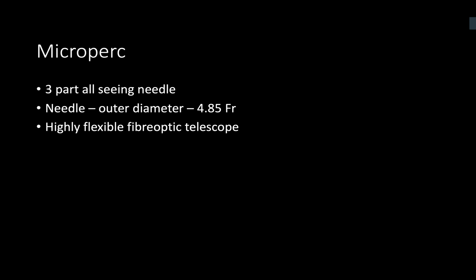Microperc is much smaller. It has something called an all-seeing needle. It is really only a needle, and the size is 4.85 French. That is the lowest among the available stone fragmentation instruments. So Microperc is 4.85 French. The one that is 11 to 13 French is called Ultra Mini PCNL.